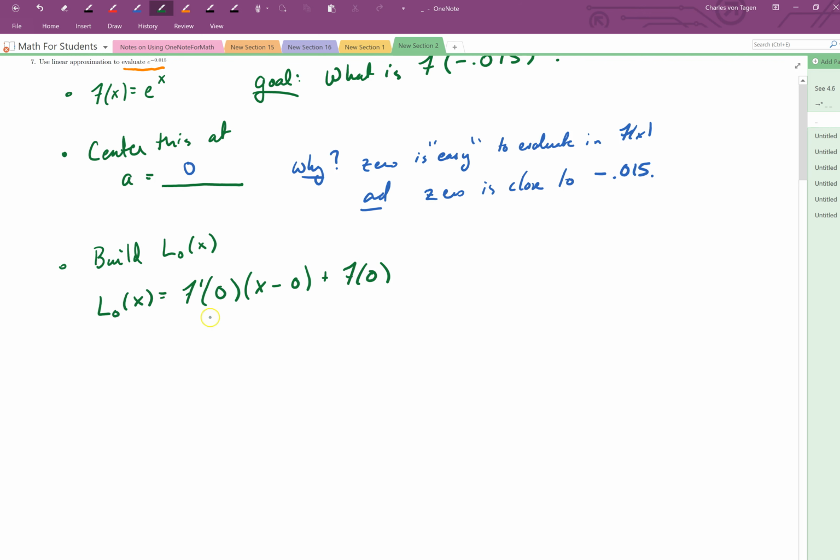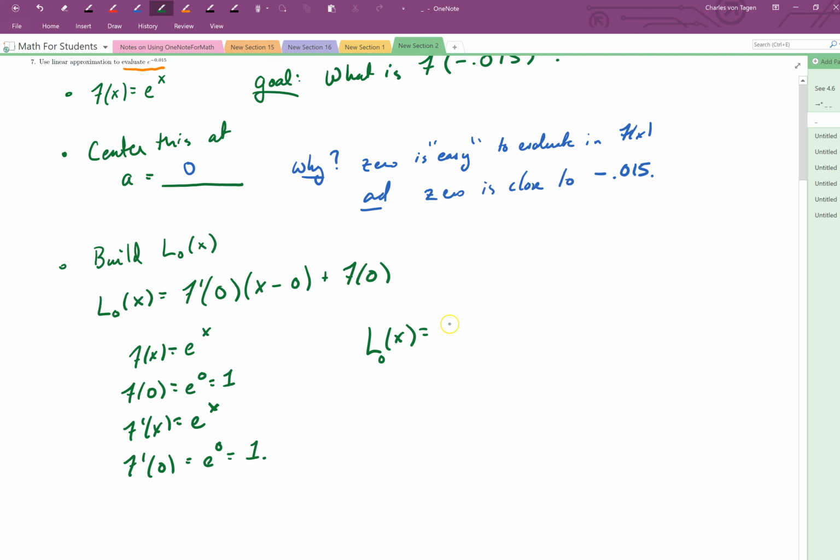So in order to use this linearization, we need to figure out what f prime of 0 is and what f of 0 is. Well, our function, we said, is e to the x. So what is f of 0? That is e to the 0, which is 1. And what is f prime of x? Well, this is a particularly straightforward one to take the derivative of. So what is f prime of 0? It is also e to the 0, so it is also 1. That means our linearization centered at 0, the tangent line that we're going to use, is 1 times x, and I'll keep writing x minus 0 here, plus 1.